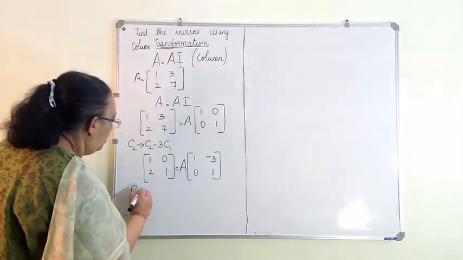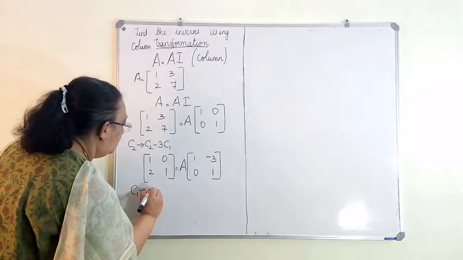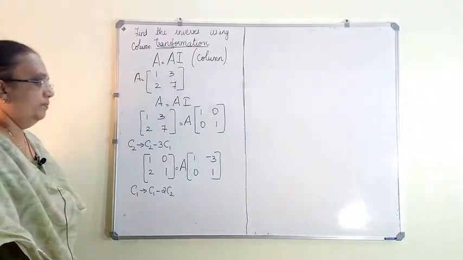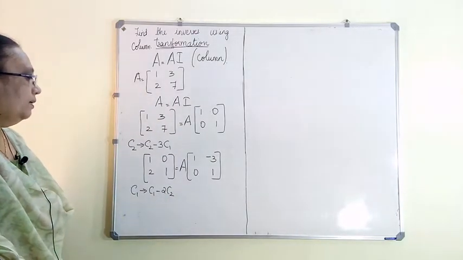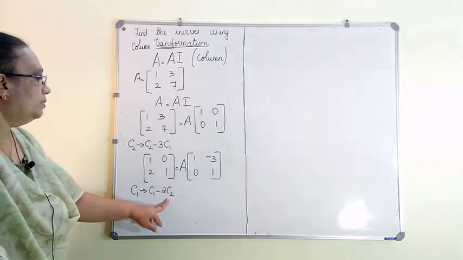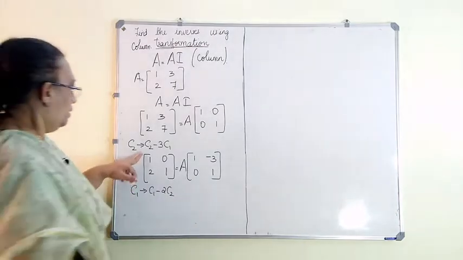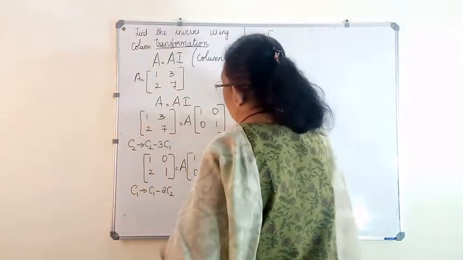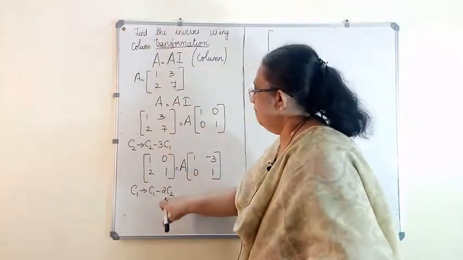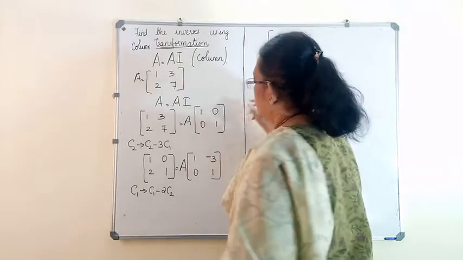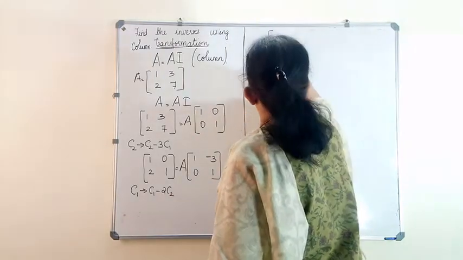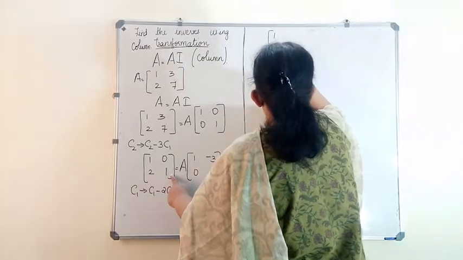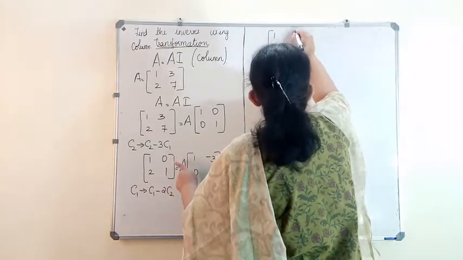So 1, 0. Now I have to make this one as 0 by taking a transformation on the column. C1 is changed as C1 minus 2 into C2. Observe it. C1. 1 minus 2 into 0, 0. So 1 minus 0 is 1. 2 minus 2, 0. And this will be 0, 1.